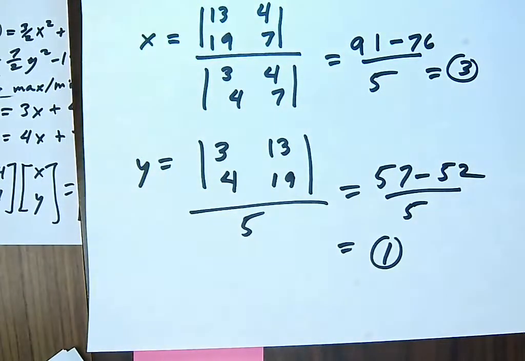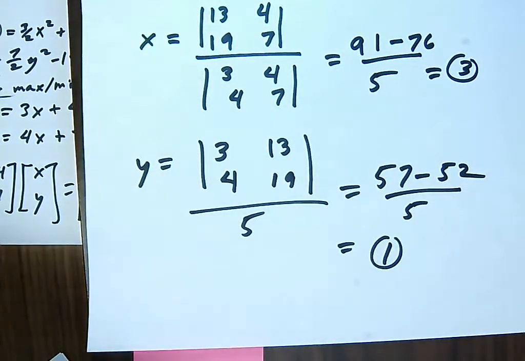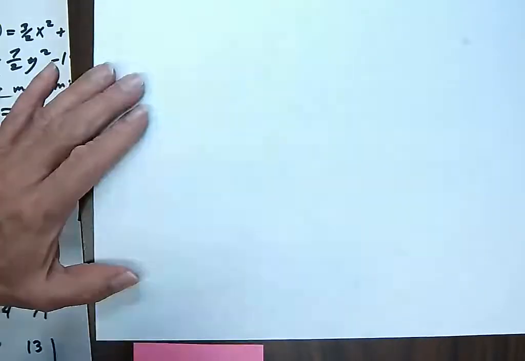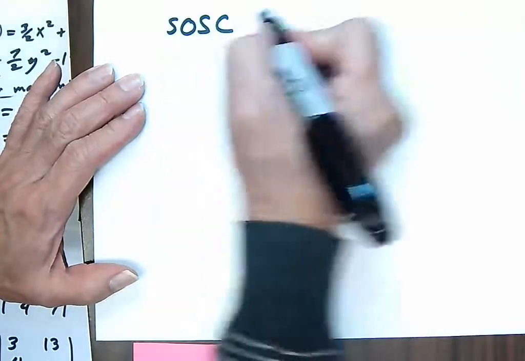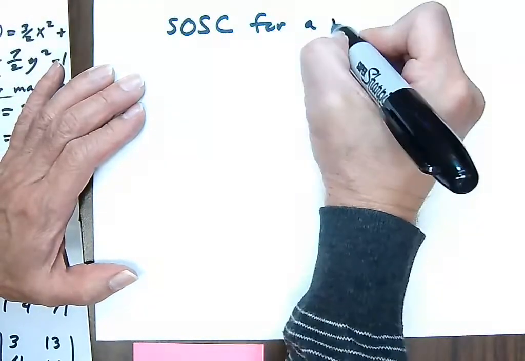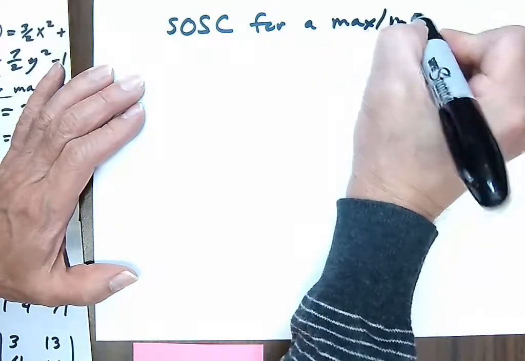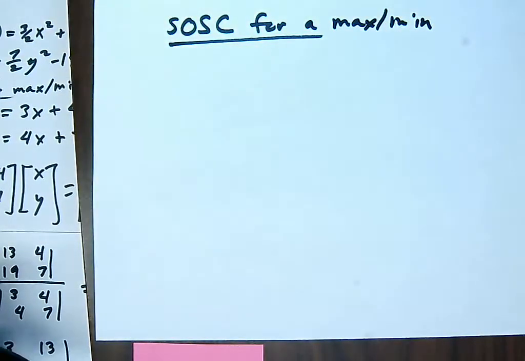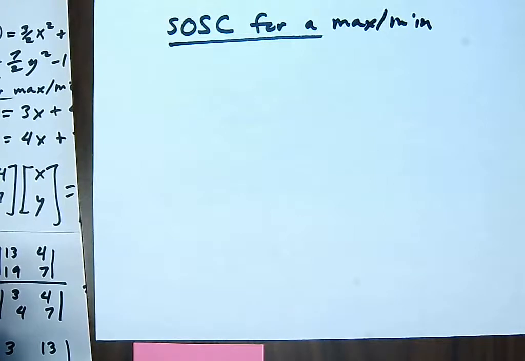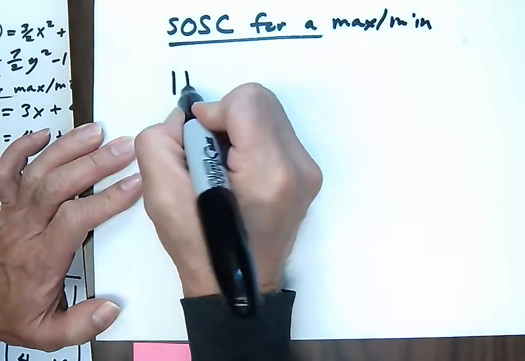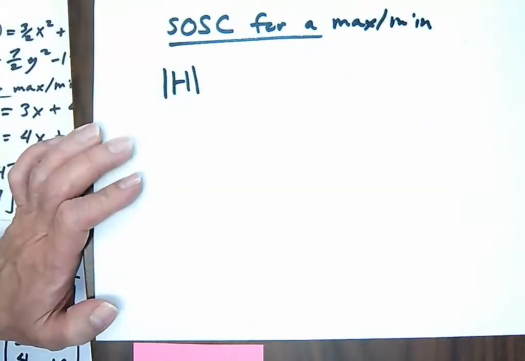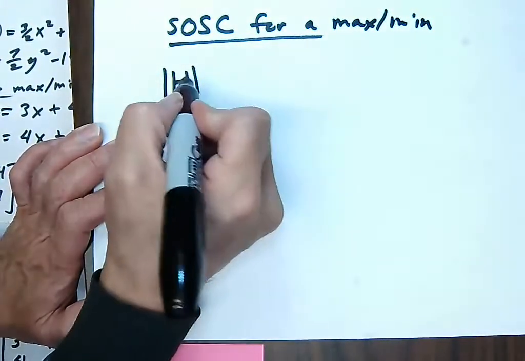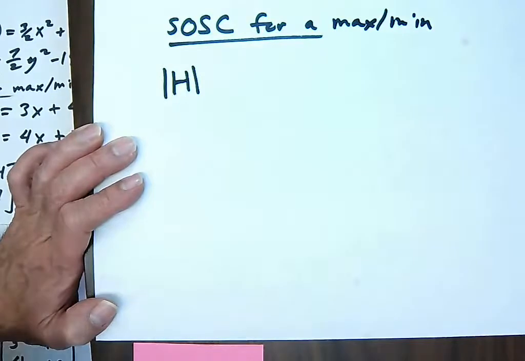Now the question is, is that stationary point on the objective function a maximum or a minimum? So now we need to look at our second order sufficient conditions for a max or a min. And we showed that to do this, we need to look at the Hessian determinant, or the Hessian, of our objective function. And the symbol for that is H, surrounded by the bars for the determinant symbol.